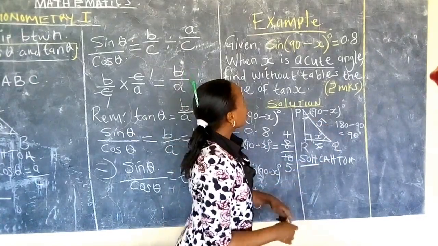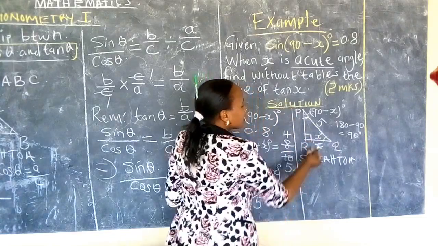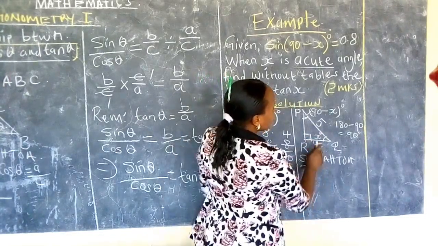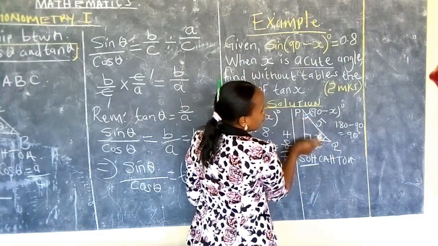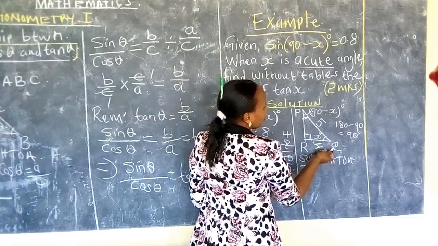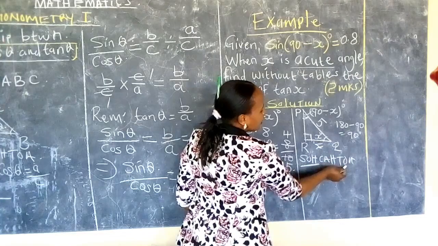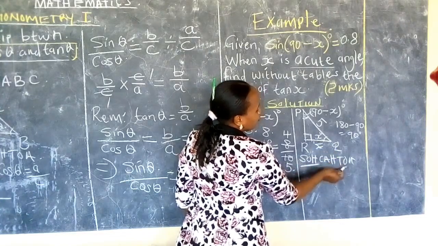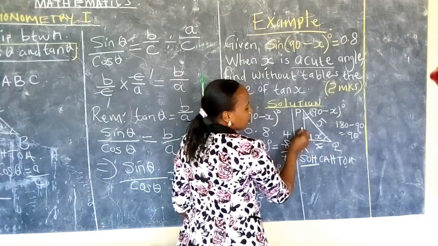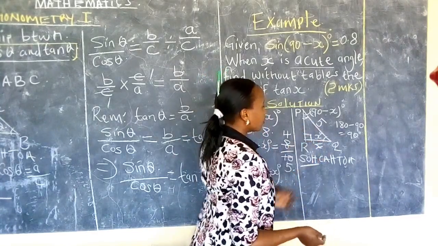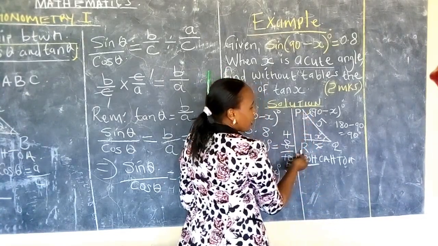So, the question requires us to find, without tables, the value of tan x. For us to find tan x, this is now the angle we are referring to. This one was helping us to know the value of RQ and PQ. Now, for tan x, we are going to consider the opposite side of angle Q. This angle x is directly opposite to this side that we don't know. But we can use Pythagoras to find the value of PR.